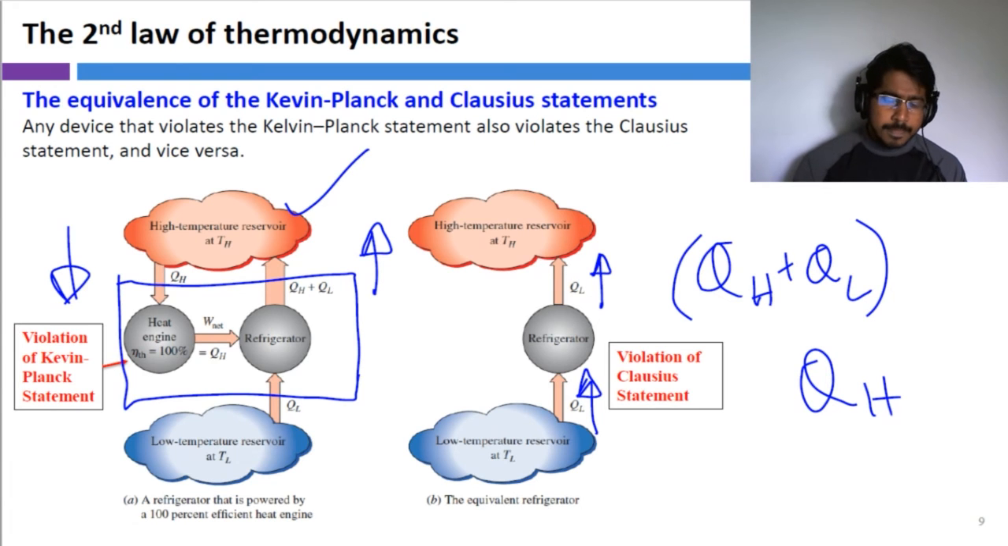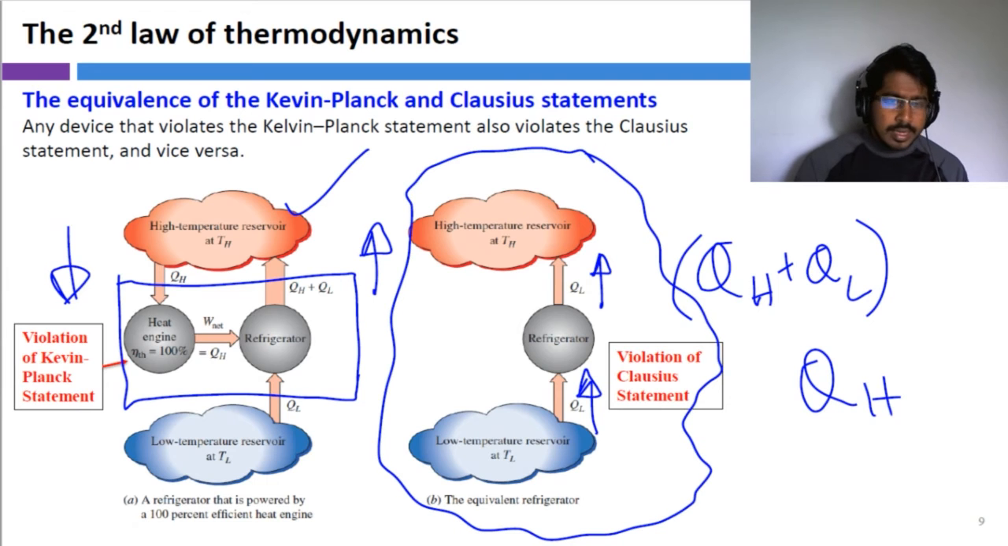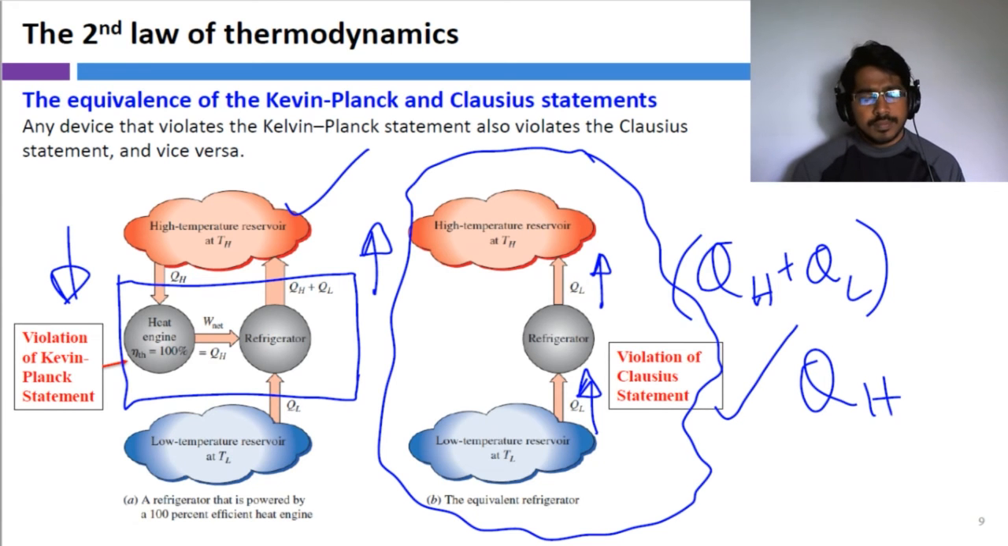So now this device that you see in the right hand side can absorb heat from a low temperature reservoir and eject it to a high temperature reservoir without any external work, right? So then we can say that it violates the Clausius statement.